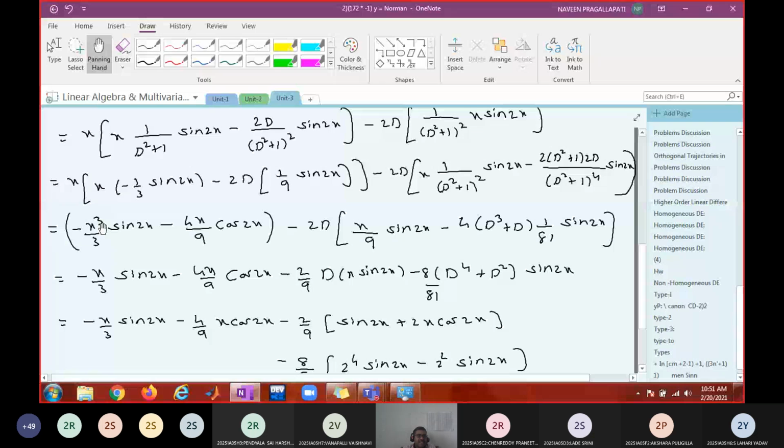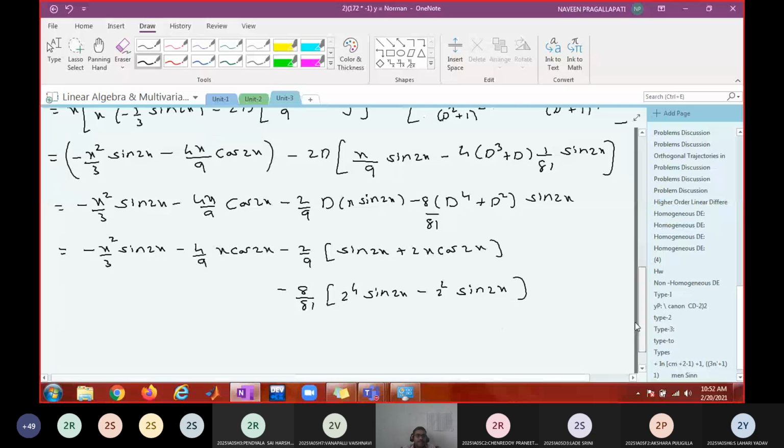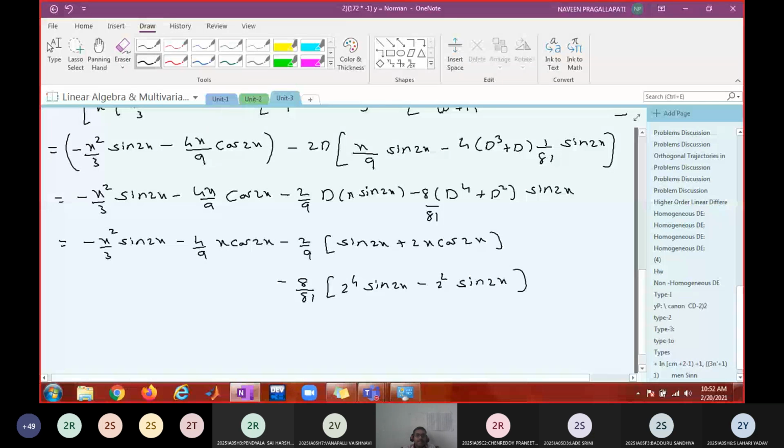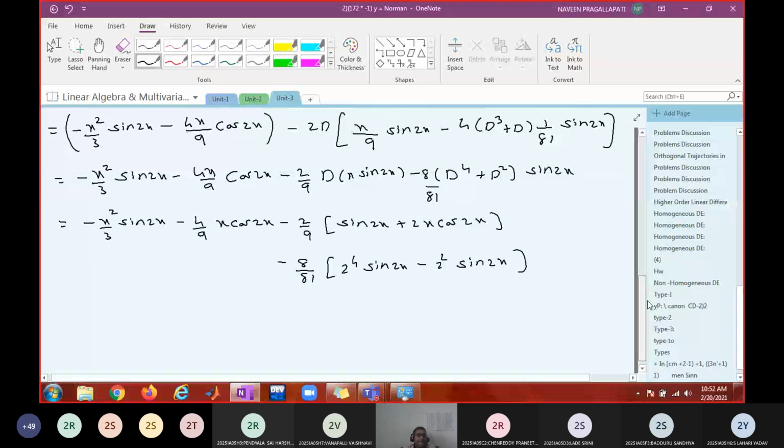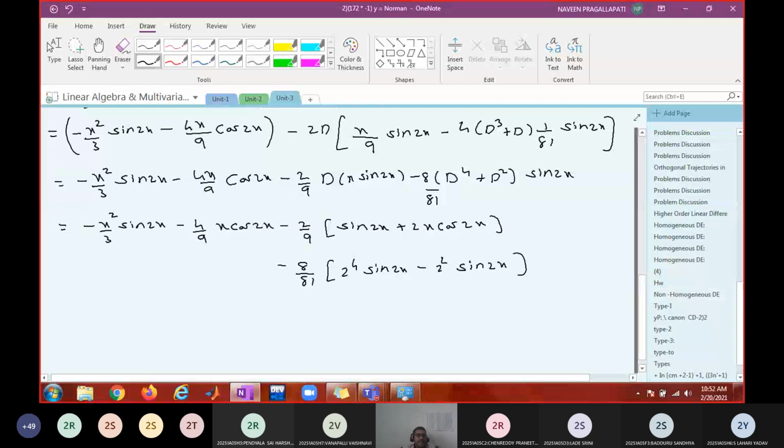Why did I write x cube here? What is x into x? X square, sir. X has to be square. So it has to be x square. Is there any mistake? X square by 3, x square by 3, x square by 3. Is it fine? Yes, sir. Any mistake? Remaining are all fine, right? Okay. Now tell me the simplified expression.